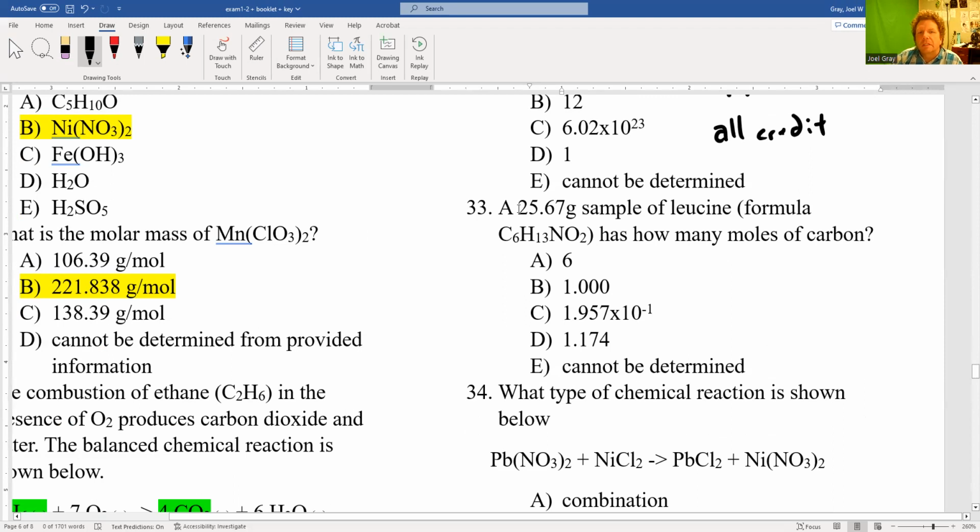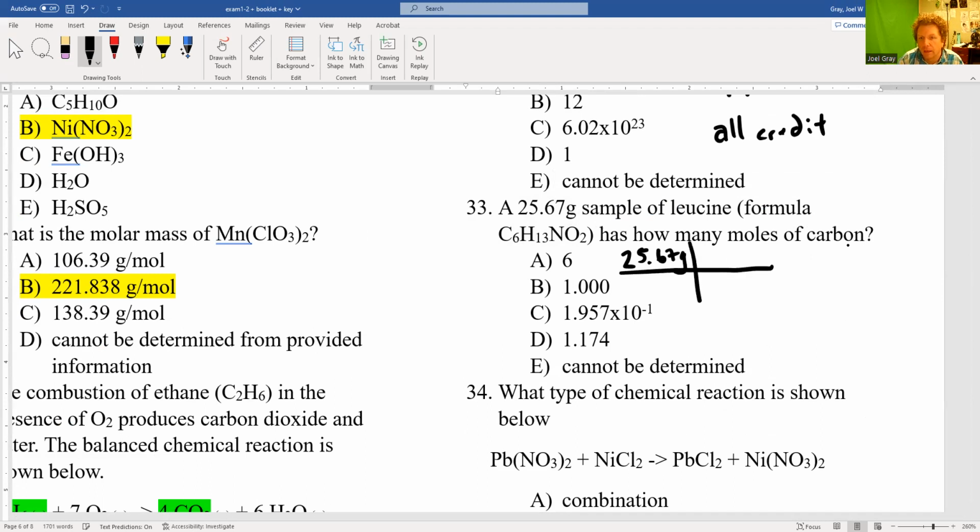A 25.67 gram sample of leucine with the formula of C6H13NO2 has how many moles of carbon? Okay, so for this question, we're taking our 25.67 grams and converting that into the number of moles. We know that if we have 1 mole of this stuff right here, we have 6 moles of carbon.